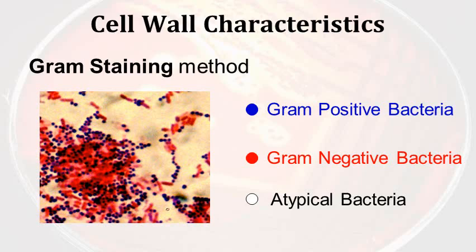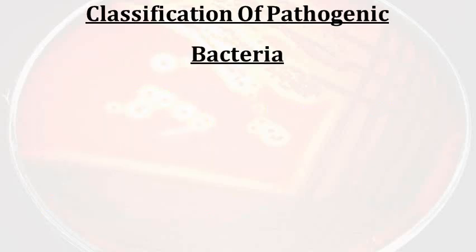is because of difference in their cell wall, particularly the thickness of peptidoglycan. So this color ultimately is absorbed or adopted by peptidoglycan, whereas atypical bacteria do not have the typical characteristic of a peptidoglycan cell wall. So because of the absence of peptidoglycan, they don't acquire or adopt any of the colors.